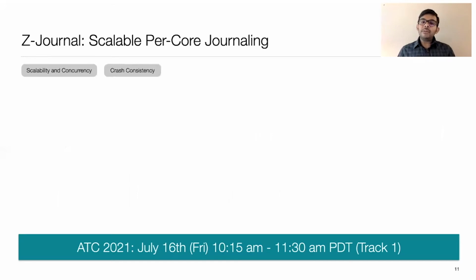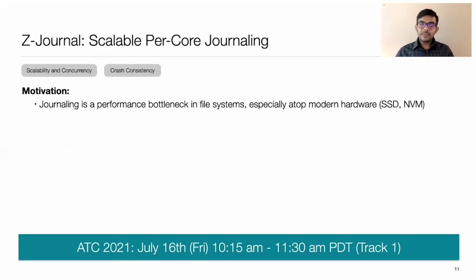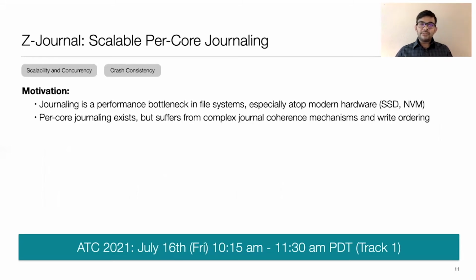Z-journal: scalable per core journaling. Journaling is one of the most common crash consistency mechanisms of local file systems. Journals typically have been a performance bottleneck in many file systems, which is only getting worse with modern hardware such as SSDs and NVMs. Now, per core journals exist, but they suffer from complex journal coherence mechanisms and complex write ordering protocols, which also have their own bottlenecks.